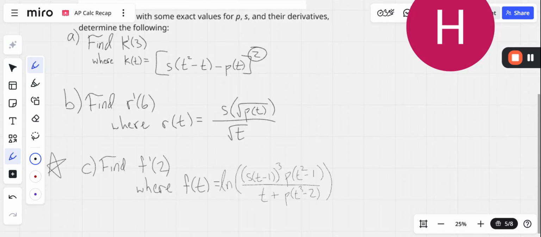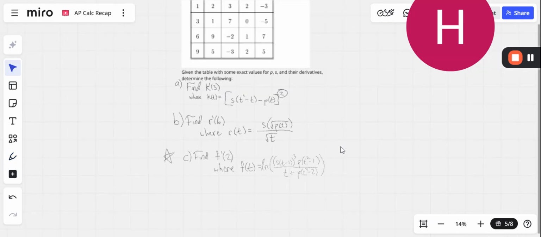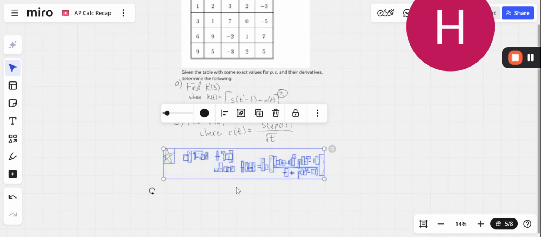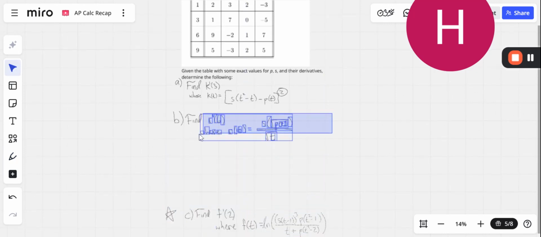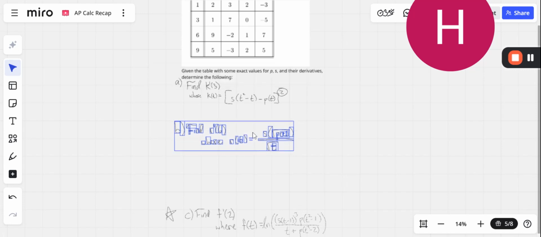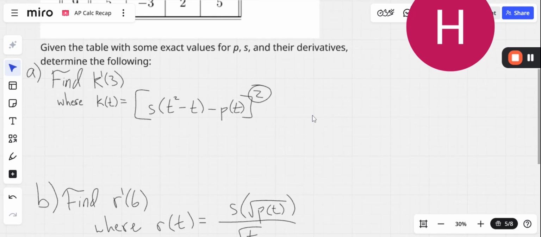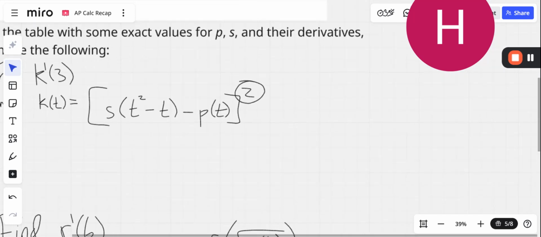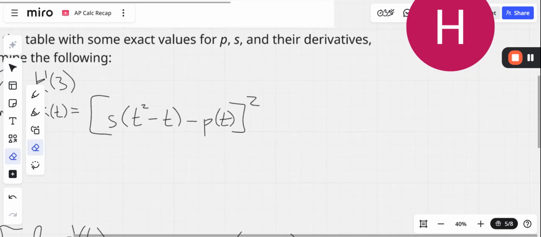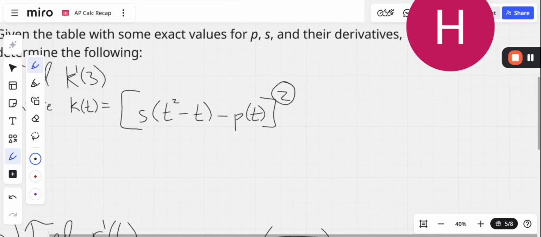All right, let's get things started. Now, I'm going to separate these a little bit to give myself some space because we're going to be doing chain rule, quotient rule, all that kind of stuff. I want to make sure there's ample space here. Let's begin with K of T, which is clearly a chain rule problem. Looks like I had that power circled. You can see that that's the outside layer, no surprise.